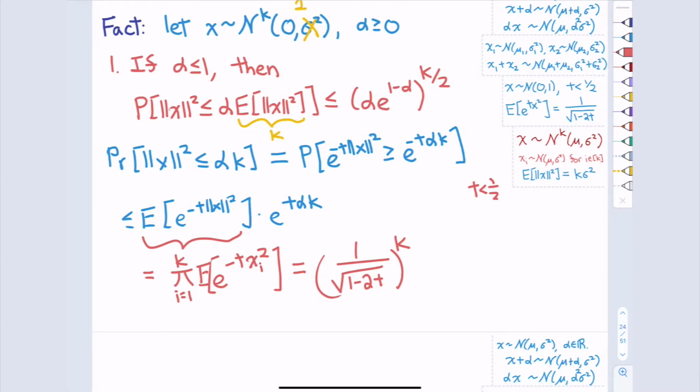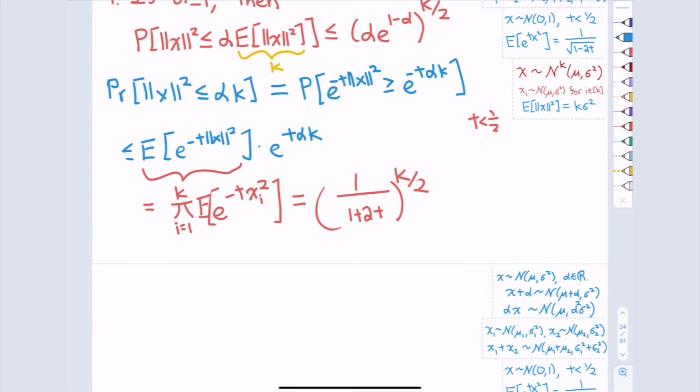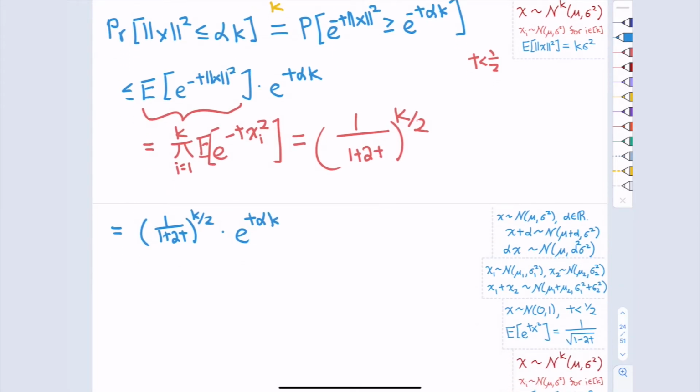Oh, good point. Yes, it is. That's good, and that's useful. In fact, maybe this notation is a little bit easier if I put k over 2. Okay. So at a high level, what do we have now? 1 over 1 plus 2t, to the k over 2, times e to the t alpha k. All right. Okay, so fine. Now all that's left is to choose the best t.